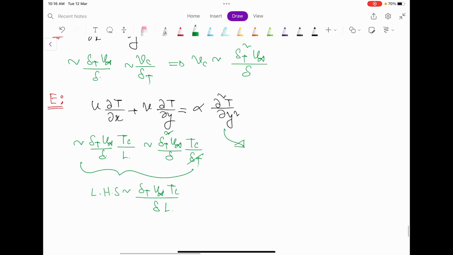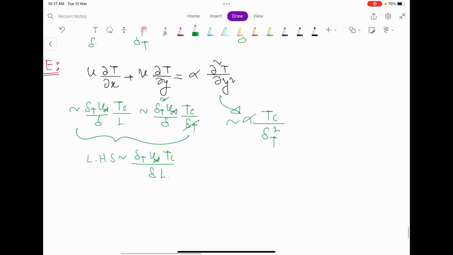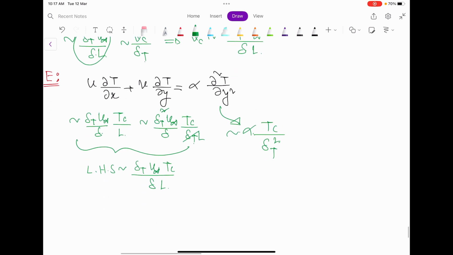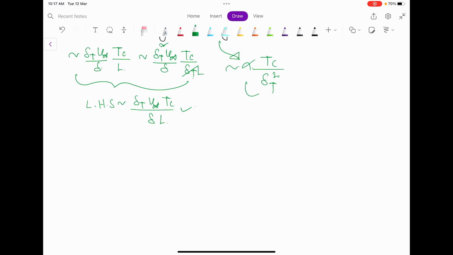Now this term is the scale of alpha Tc by delta t square. Have I done it correctly? Because here there is no L, right? So let me check it. Okay, here we have made a mistake. This was the scale for u, and for the x I have to include L here. So Vc should be this by L, and here also it should be alpha by L, and now it is correct. And this is the scale for RHS.